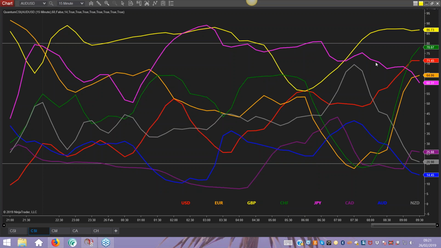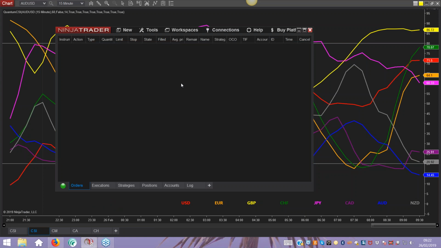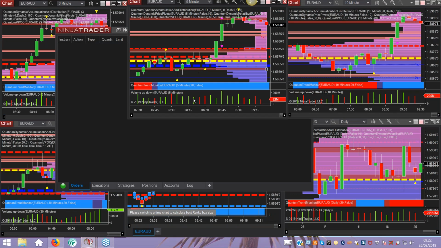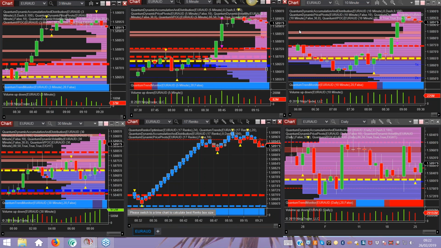Just back on NinjaTrader, and hopefully you can see my screen. Let's go back to the multiple time frames, because we're now starting to see the potential reversal setup. We've had the move higher through the faster time frames. This is 3, 5, and 10.